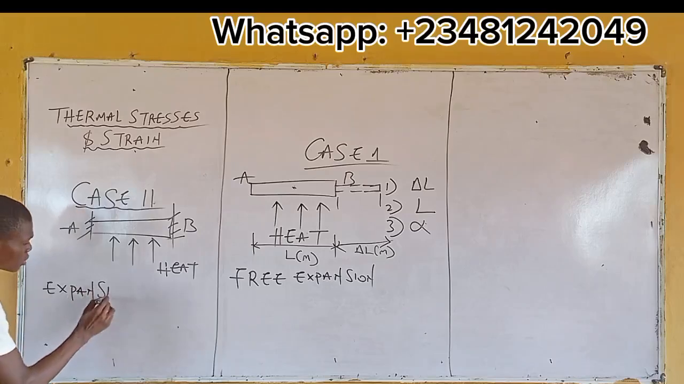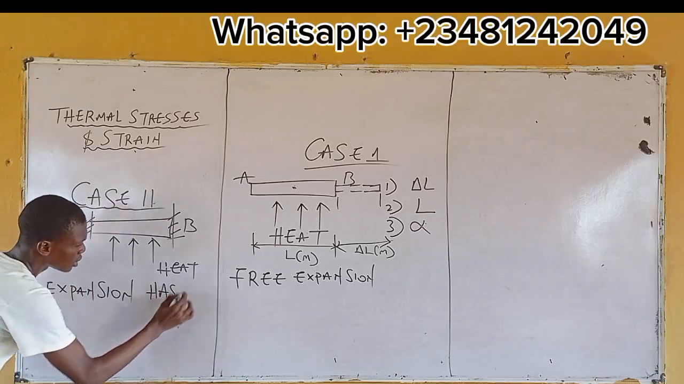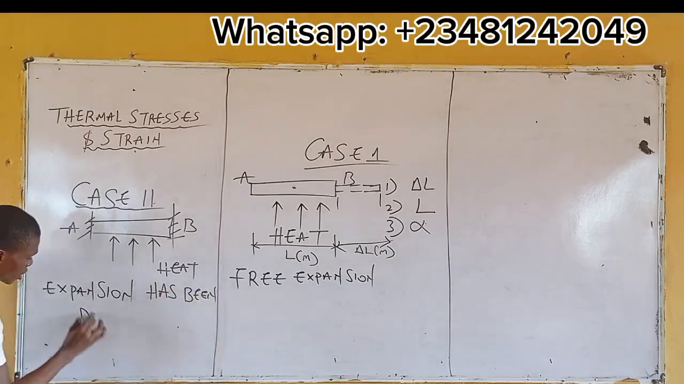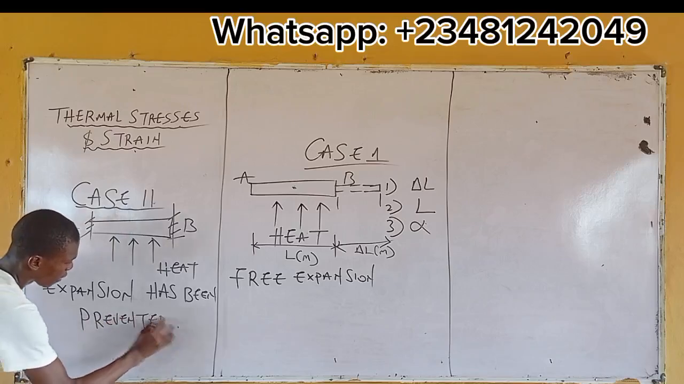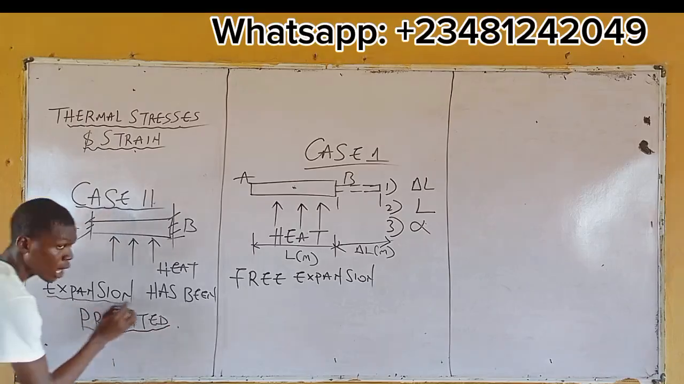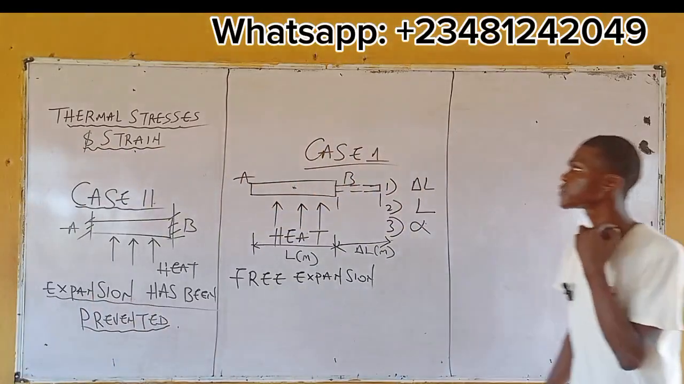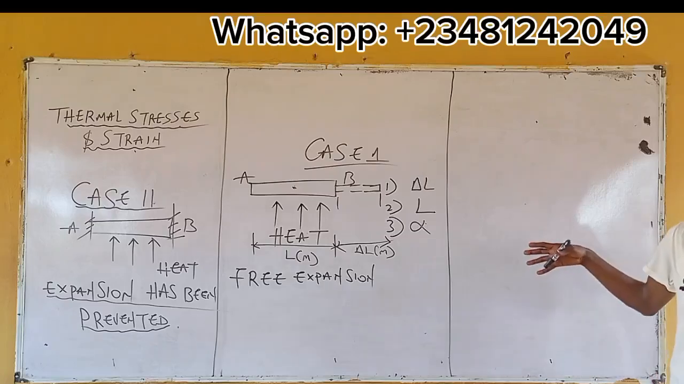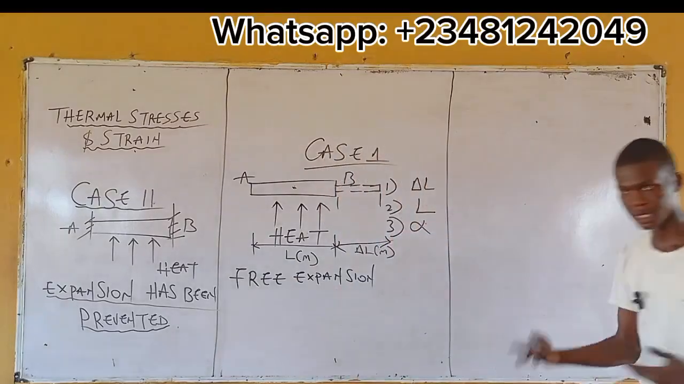Or let me put it a better way. The expansion has been prevented. Are we communicating? Alright, that's the meaning. Now, we've seen from case 1 that the expansion is free expansion. Case 2, the expansion has been prevented.